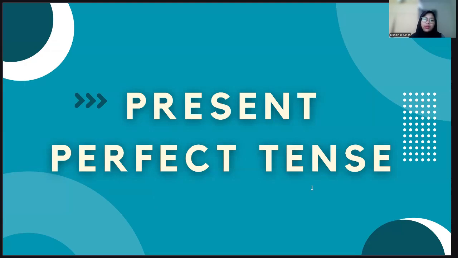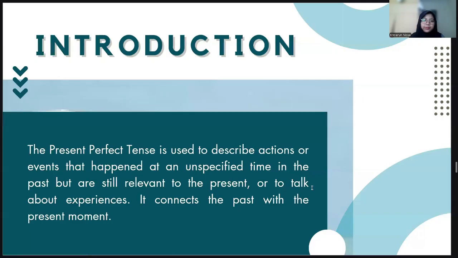Okay, let's move to the next material about present perfect tense. The present perfect tense is used to describe an action or event that happened at an unspecified time in the past, but is still relevant to the present, or to talk about experience. It connects the past with the present moment.